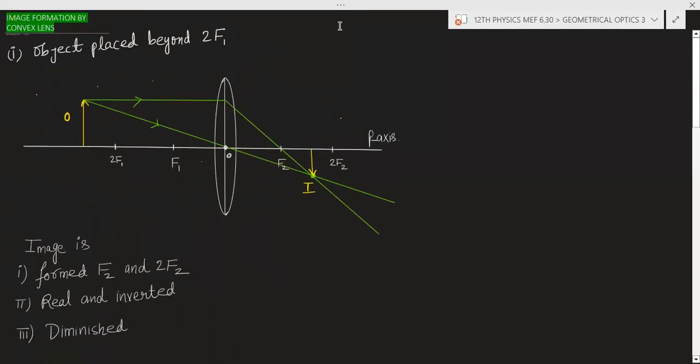Okay, take the screenshot of this. So here the object is placed beyond the 2F1 and image is formed between F2 and 2F2.